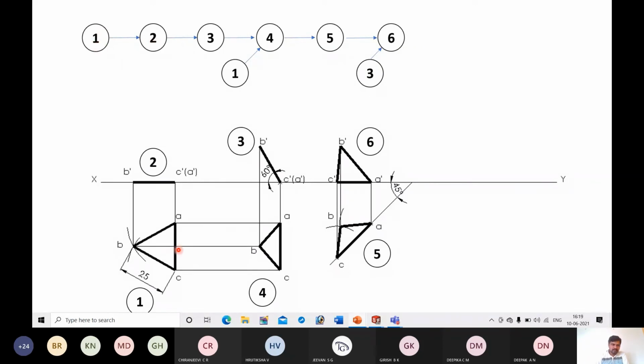Next, you are going to get the front view from 1. That means by projecting points from the top view, you are getting the front view. Next, you are drawing this 60-degree inclined line by making use of this front view. Same length, but in a different orientation, such that it is making a 60-degree inclination.